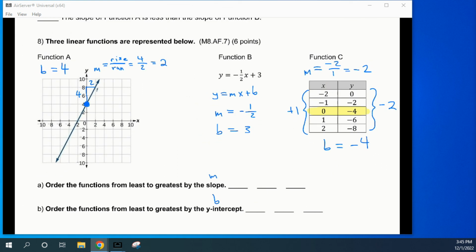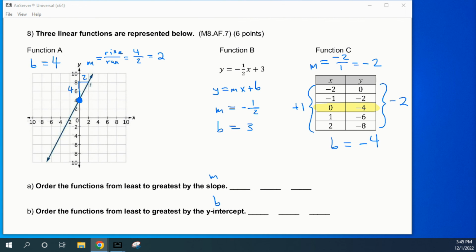All right, so there's all the information that we have. Order the functions from least to greatest by the slope. So the smallest slope, C is the smallest because it's the largest negative number. After that, it would be function B, because negative half is smaller than 2. So function A is the next one, because this is the only one with a positive slope.